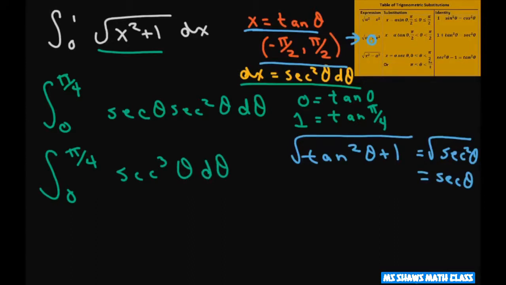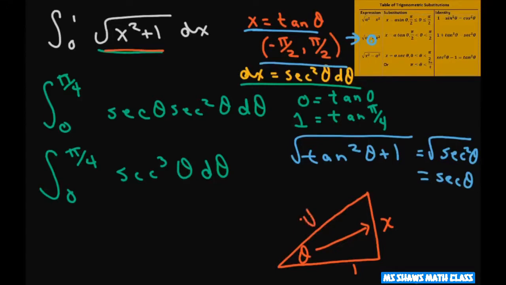If I do a little triangle here, and I have my angle here, so if we have x equals tan theta, then tan is opposite over adjacent. So this is going to be x divided by 1, and the hypotenuse is just going to be this. If you do the Pythagorean theorem, you'll get the square root of x squared plus 1. This is a right triangle.